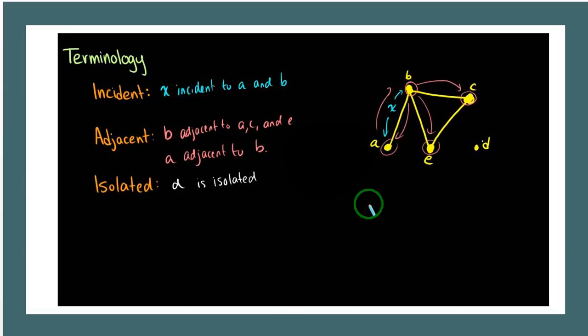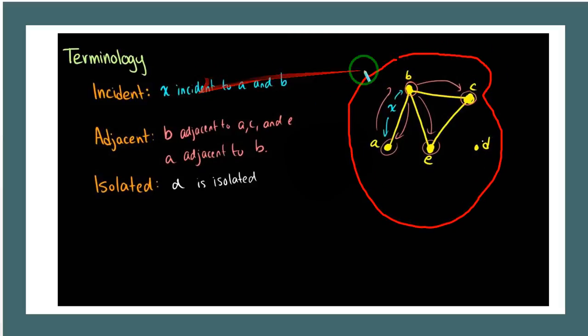The first terminology in a graph is incidence. So what is incidence? Let's see this graph. You can see that x is incident to A and B. What it means is, let's say you have two vertices and both vertices are combined by x. So this x is incident. Okay, it's simple.